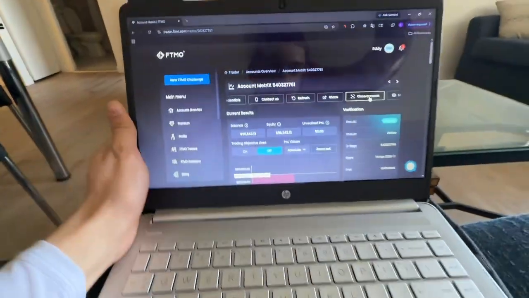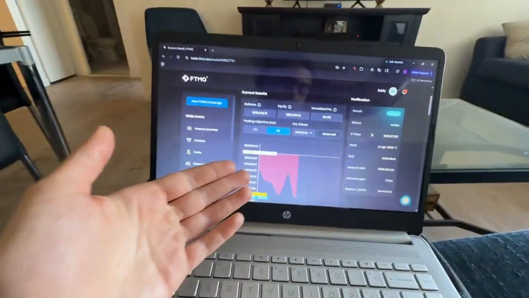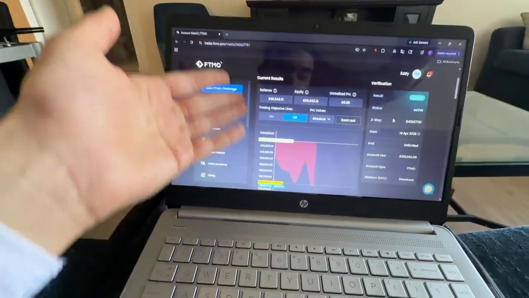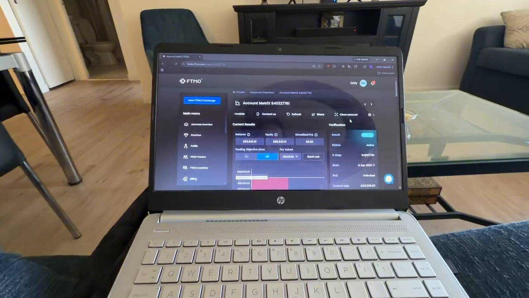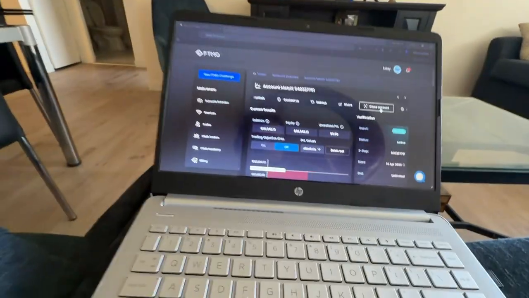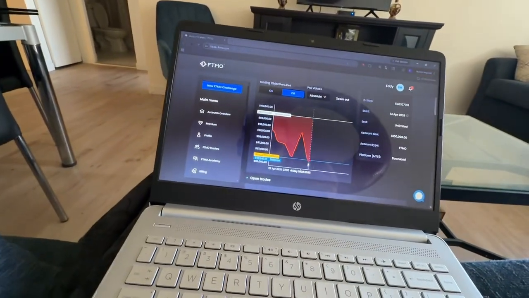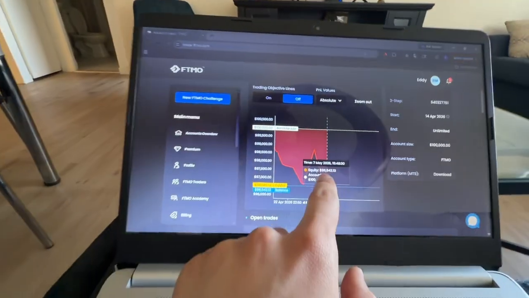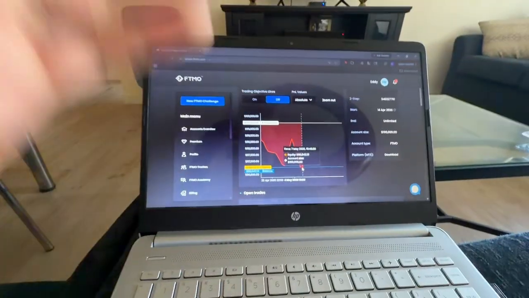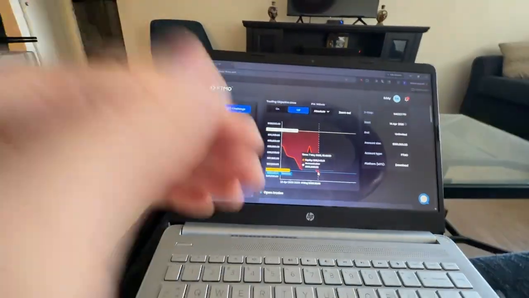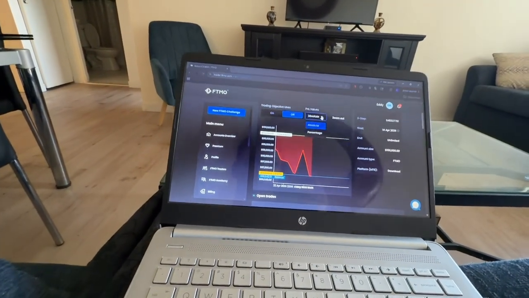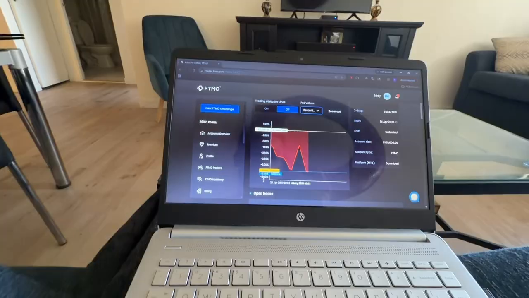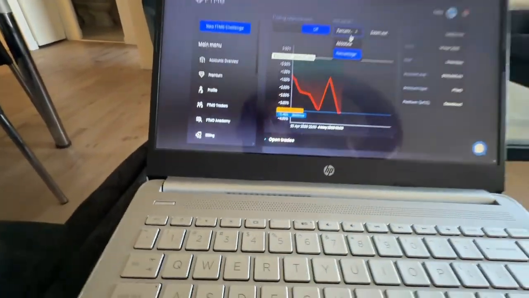Guys, here's the FTMO account. I'm always going to show you guys the account so you can see that it's authentic. You guys can see everything. This is my account. So we are at 96,500. We're down 3.5%. I think the percentage is here. Yeah, 3.46%.